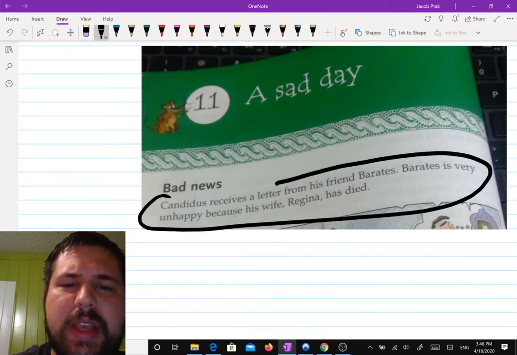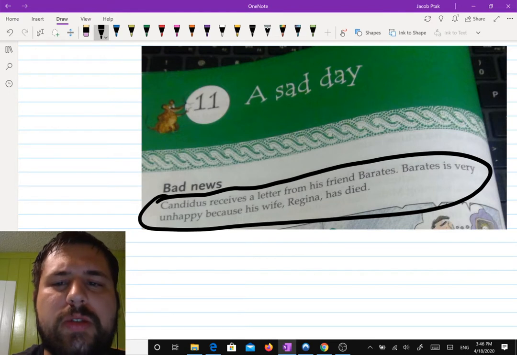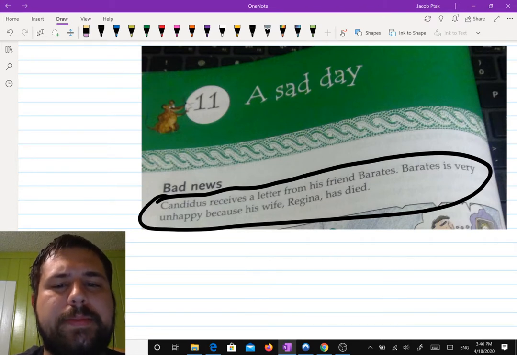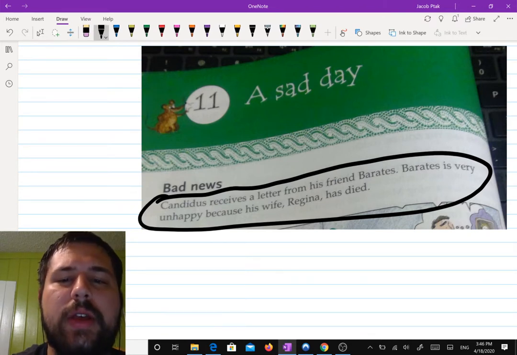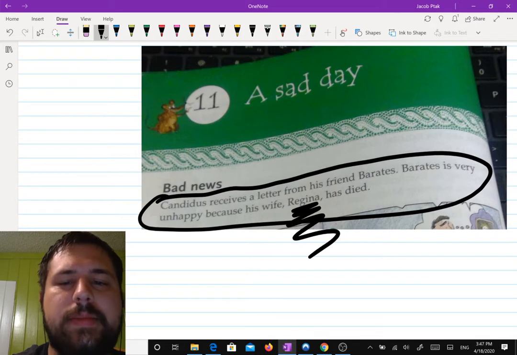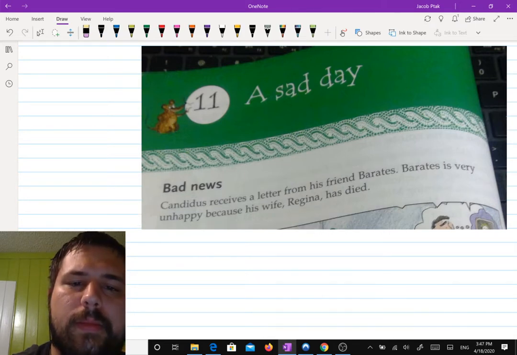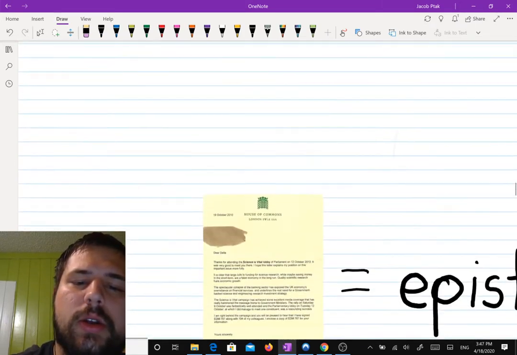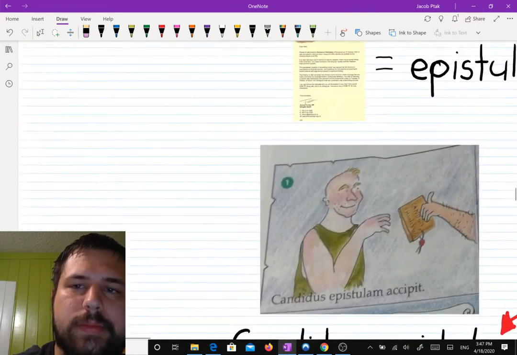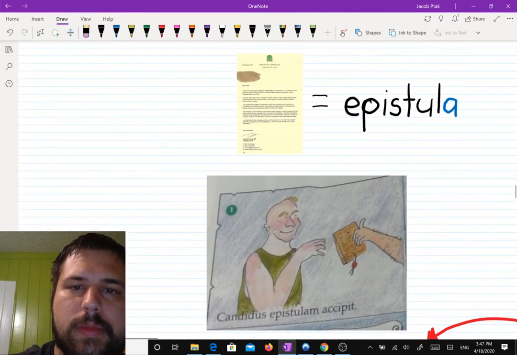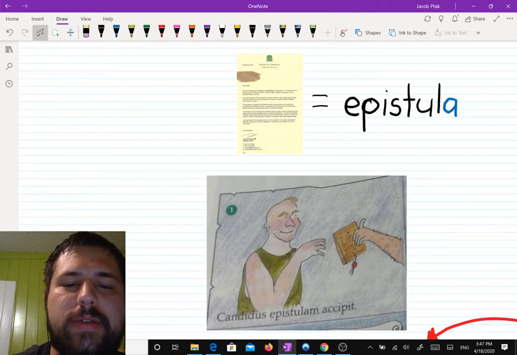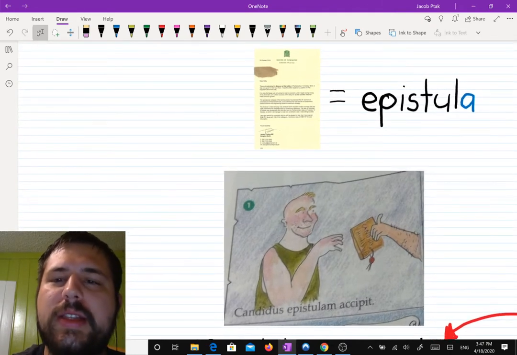Candidus receives a letter from his friend Barates. Barates is very unhappy because his wife, Regina, has died. And here are the boxes. I'm going to read you the Latin first, and then I'm going to break the sentence down for you.